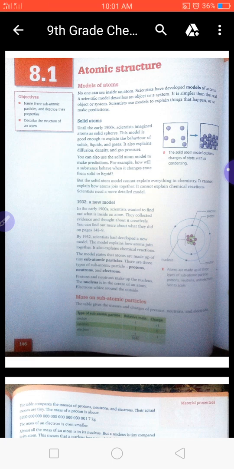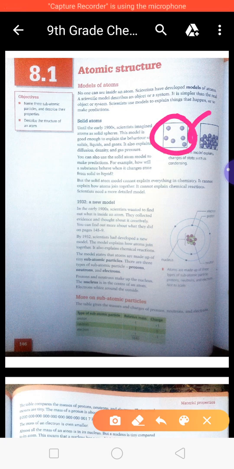Let's discuss the first model that was presented in the 19th century by the scientists. Like you can see in this picture, this model was presented by the scientists in the 19th century. This model can give you information about the solid, liquid, and gaseous states of matter. It can also give you information about the behavior of particles in solid, liquid, and gaseous states.